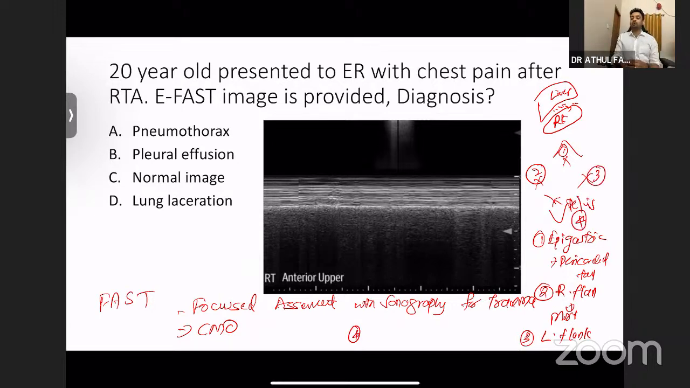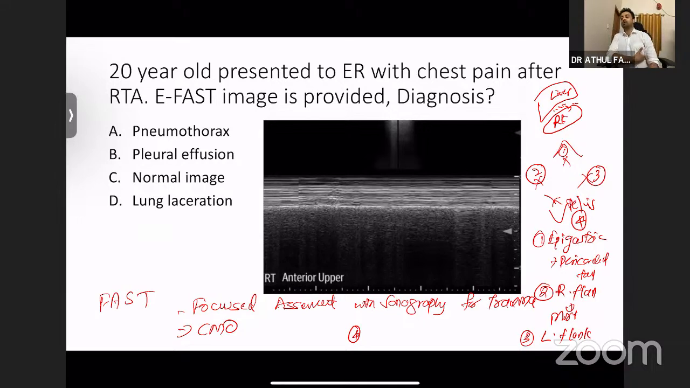So this is how you do the EFAST. First you will keep the probe here and look for any pericardial effusion or pericardial tamponade. Then you come to the right flank region and look at the Morrison's pouch. You will see whether there is any collection or free fluid between the right kidney and liver. That is the Morrison's pouch.